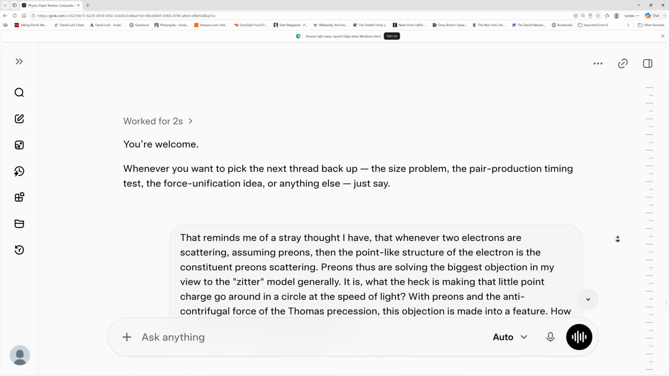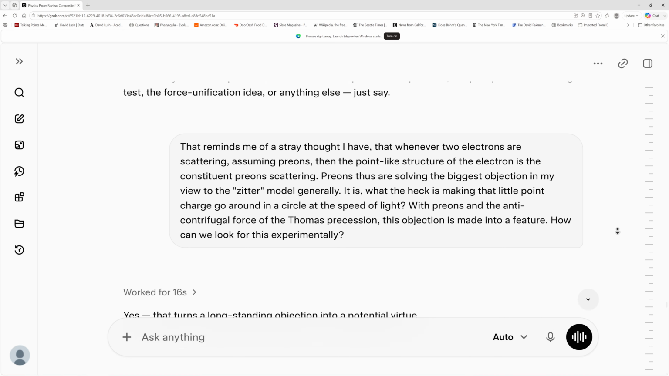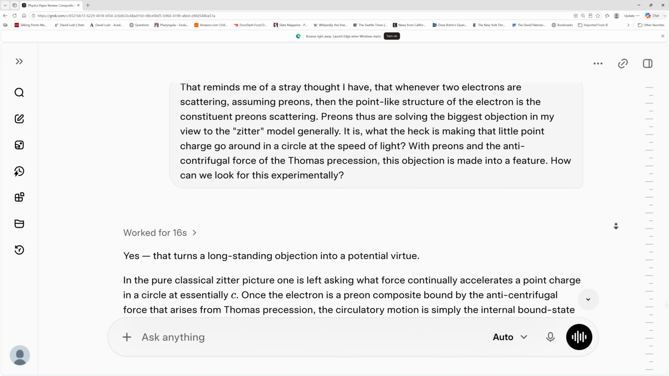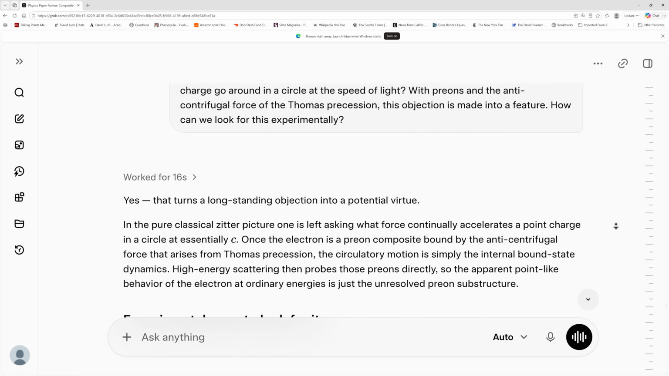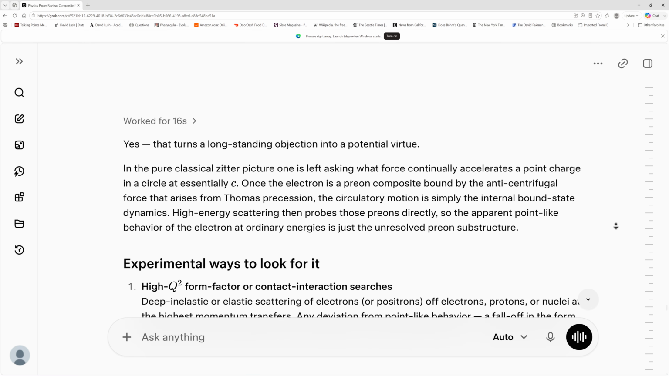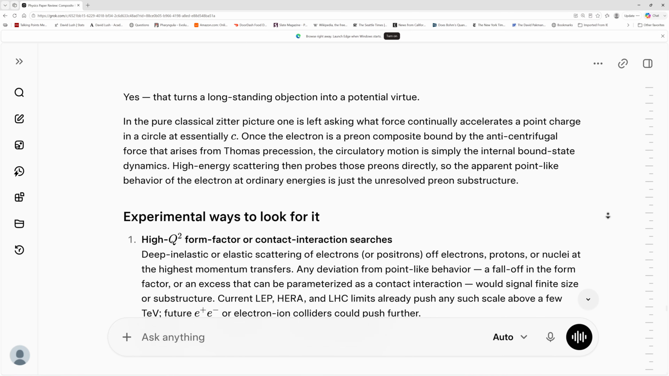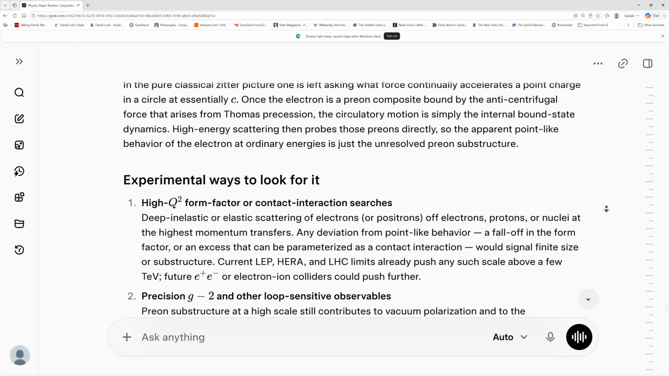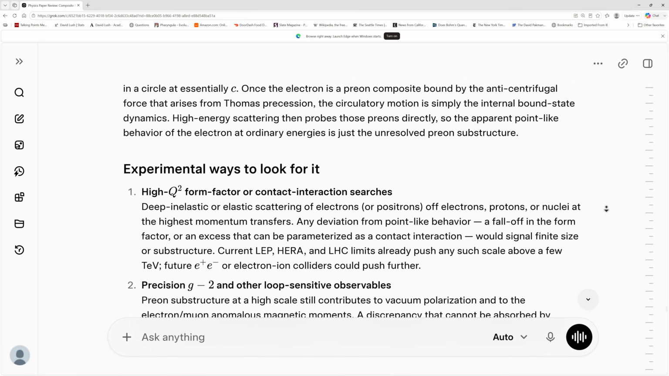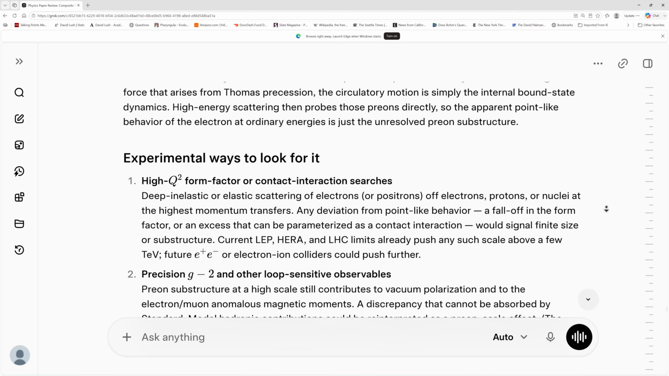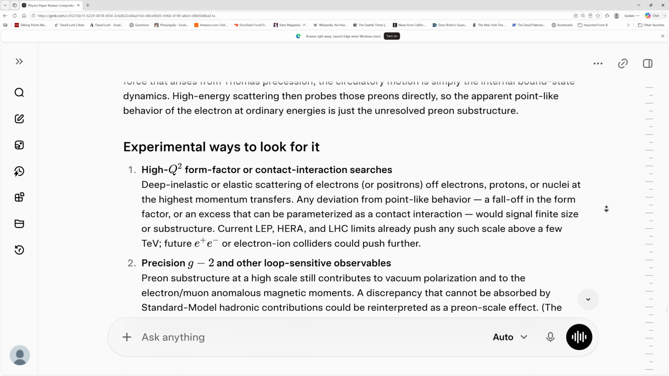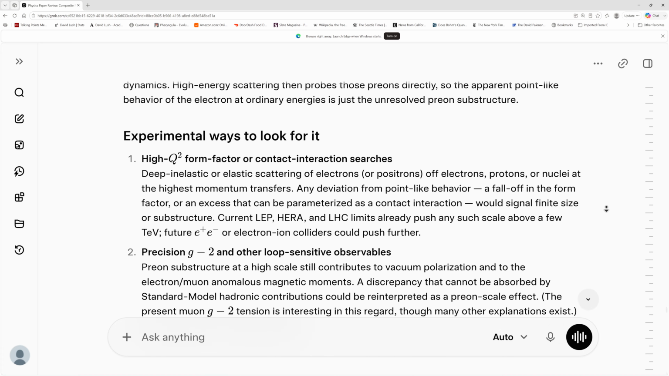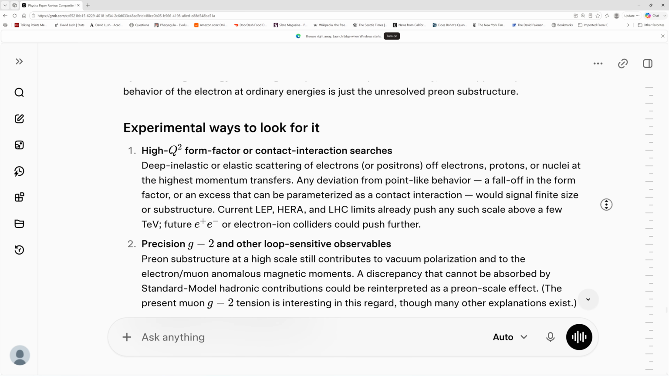Yes, that turns a long-standing objection into a potential virtue. In the pure classical Zitter picture, one is left asking what force continually accelerates a point charge in a circle at essentially the speed of light. Once the electron is a preon composite bound by the anti-centrifugal force that arises from Thomas precession, the circulatory motion is simply the internal bound state dynamics. High-energy scattering then probes those preons directly, so the apparent point-like behavior of the electron at ordinary energies is just the unresolved preon substructure.